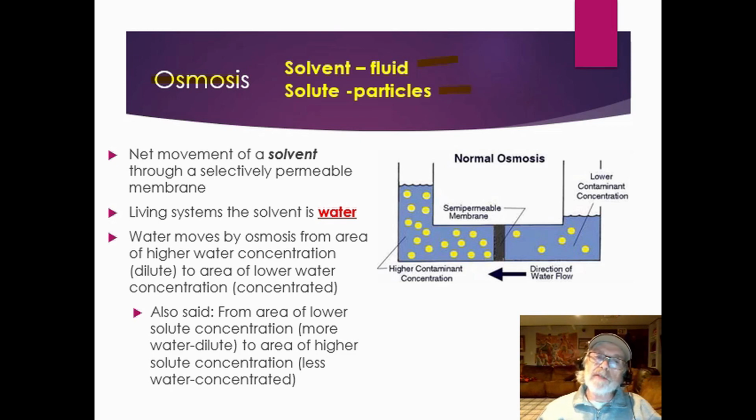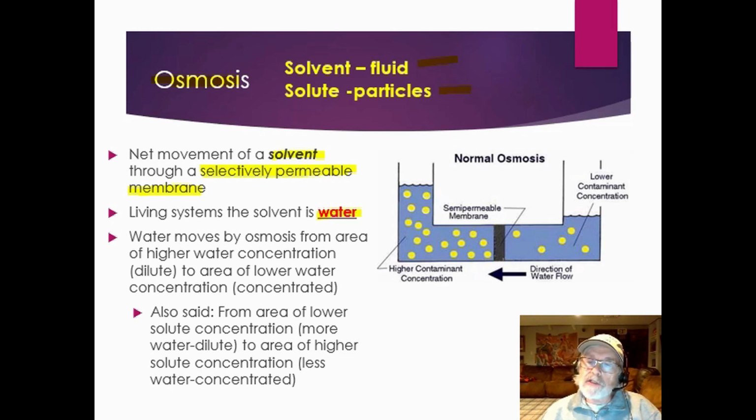Everything we've talked about thus far has been the movement of some type of particle, such as sodium, potassium, or glucose, through a membrane. What we're talking about here is the net movement of a solvent through a selectively permeable membrane. In living systems, the solvent is water. By selectively permeable membrane, I mean a membrane that only lets water through and keeps everything else divided.